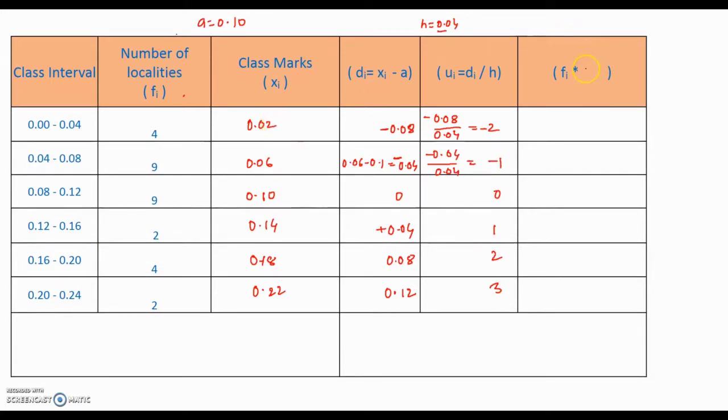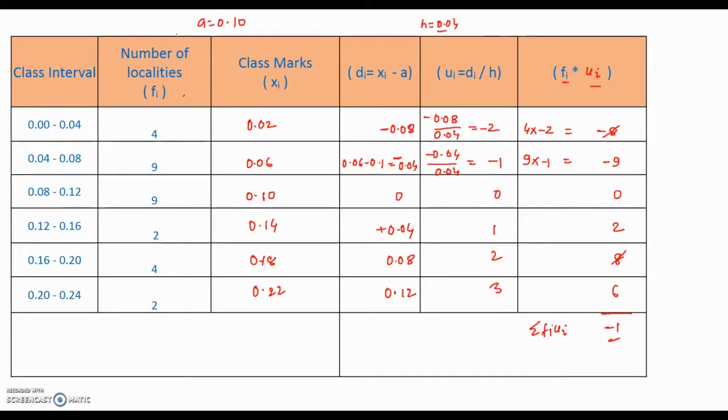So let us figure out the product of fi and ui. 4 into minus 2, minus 8. 9 into minus 1, minus 9. This will be 0. This will be 2, 8, 6. Okay. Now you have to find out sigma fi ui. 8 and 8 can get cancelled. I'm just showing it to you here. 6 plus 2 is 8, minus 9 is minus 1. So sigma fi ui is minus 1.